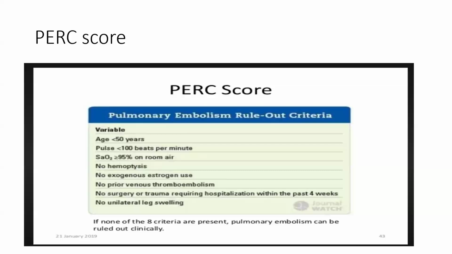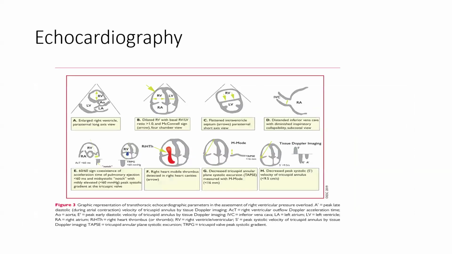Then the next score is the PERC score. The PERC score is invented to rule out PE. That means if there are a total of 8 criteria, and none is present, then we can rule out PE clinically and there is no need for further investigation. These include age less than 50 years, pulse less than 100 beats, saturation more than 95, no hemoptysis, no estrogen use, no prior venous thromboembolism, no surgery or trauma requiring hospitalization within the past 4 weeks, and no unilateral leg swelling. If none of the 8 criteria are present, then PE can be safely ruled out.